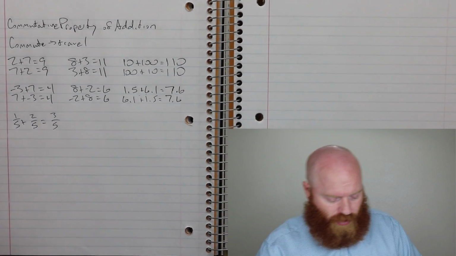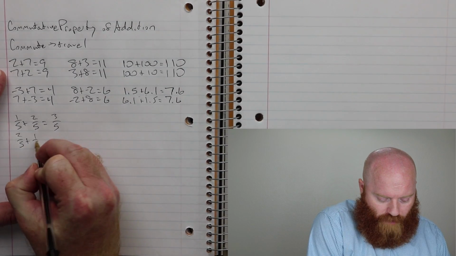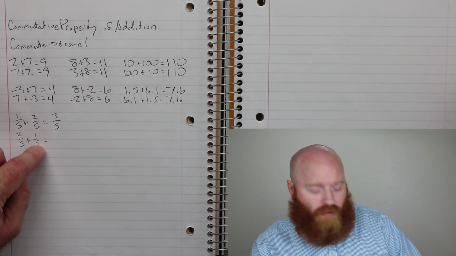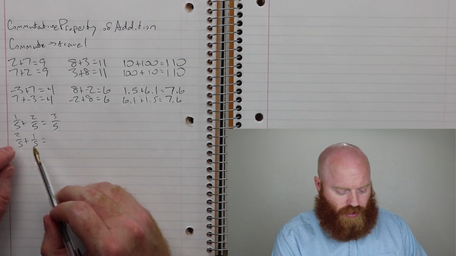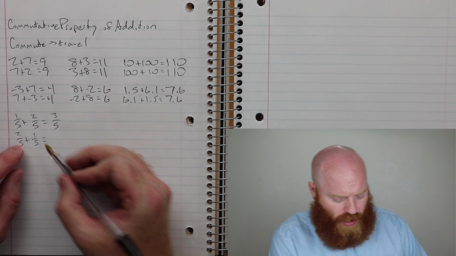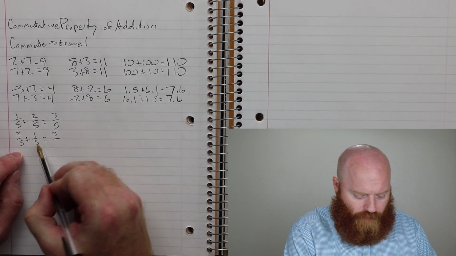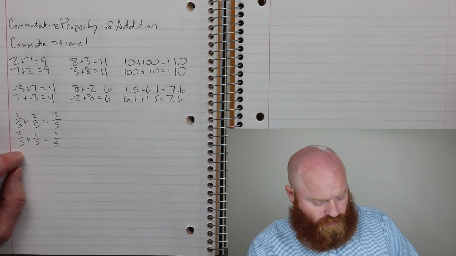Well, what if I commute? And this time I say 2/5 plus 1/5. What's 2/5 plus 1/5? Guess what? I don't care. If the denominators are the same, all you gotta do is add the numerators and keep the denominator. So just 2 plus 1, that's still 3. That didn't change. And the 5, you just stay the same, fifths.